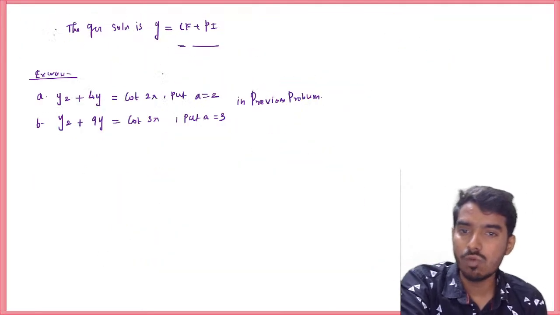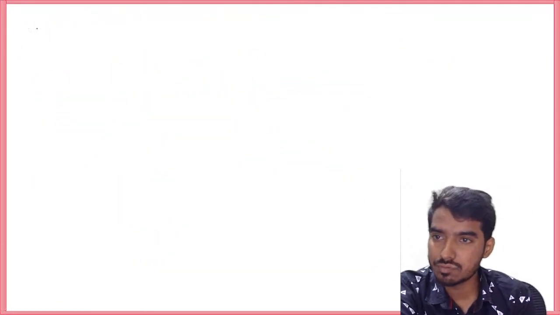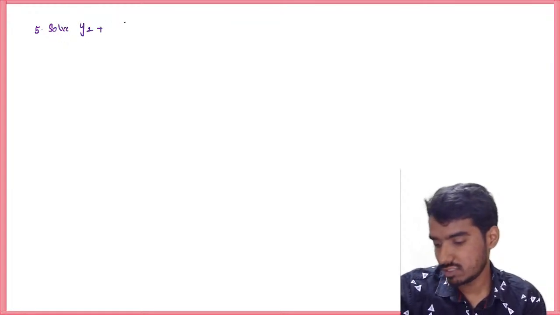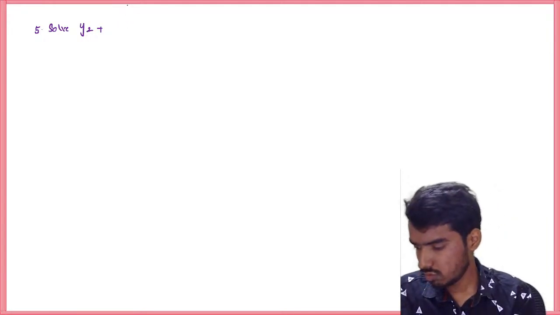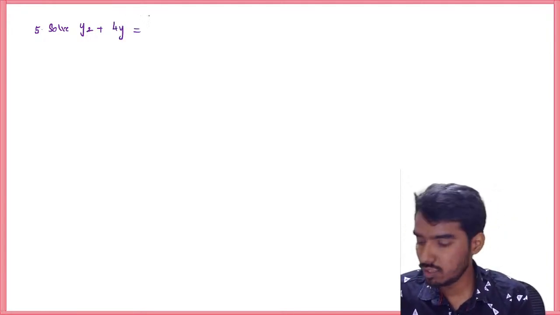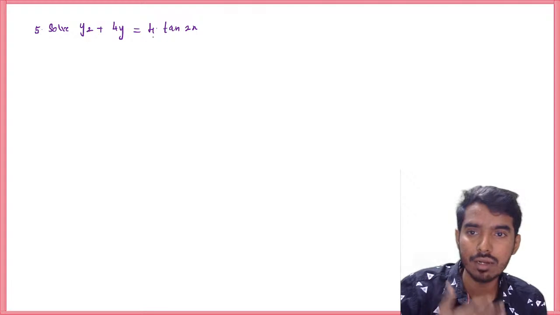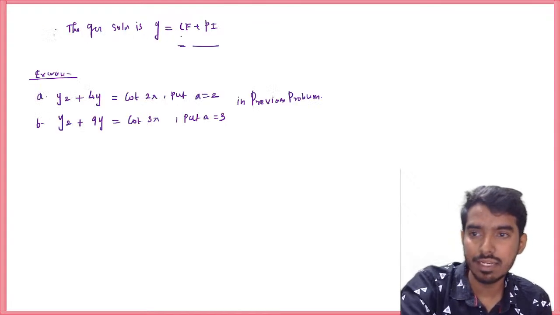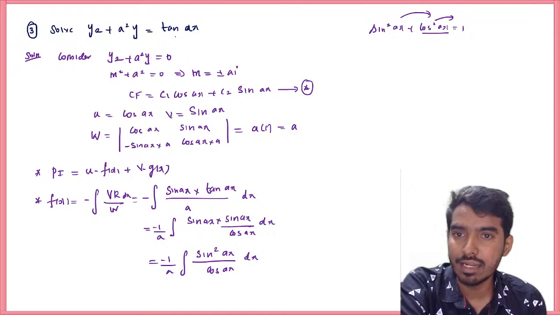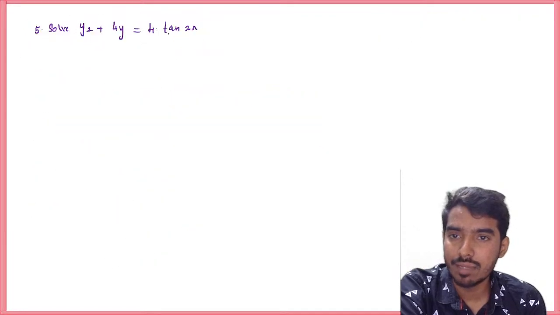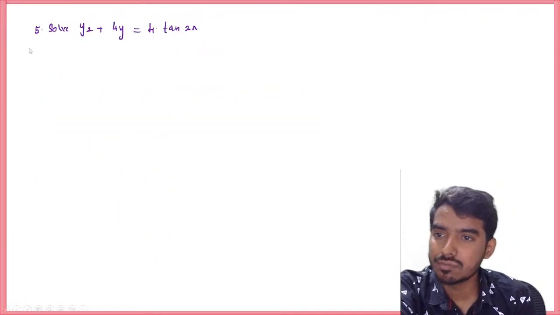Right. Okay, so now the fifth problem. To solve y2 plus 4y is equal to 4 times tan 2x. See, this is different from the previous one, because here we have 4 here. So that means it doesn't fall into this category, right? It is a square, but here we have some coefficient here. That means you cannot put a is equal to 2 in the solution to get that answer. So you need to solve separately for this problem, right? Because we have some coefficient here. Okay, so we'll do this.